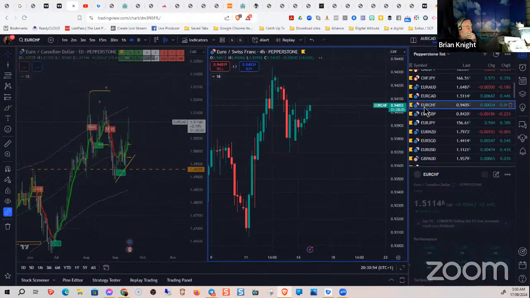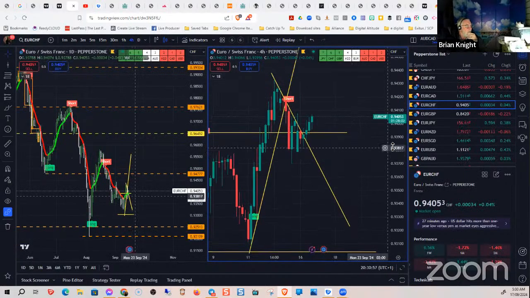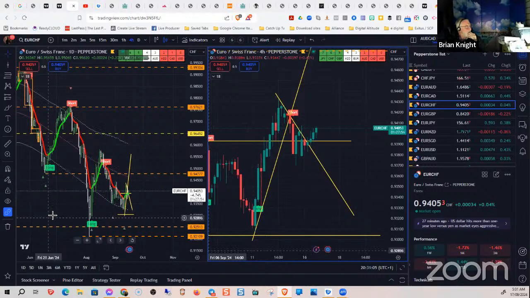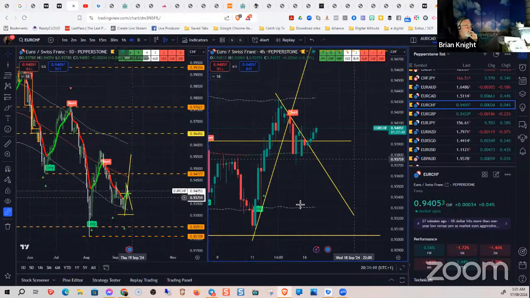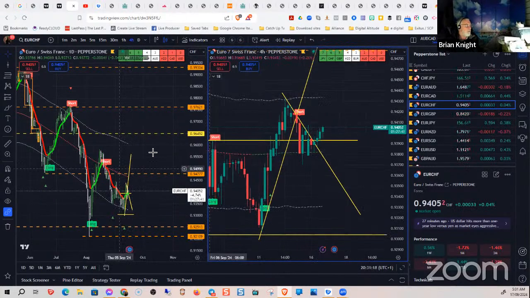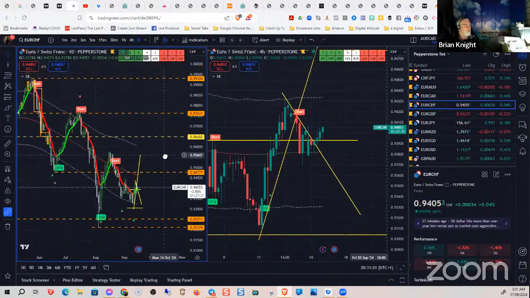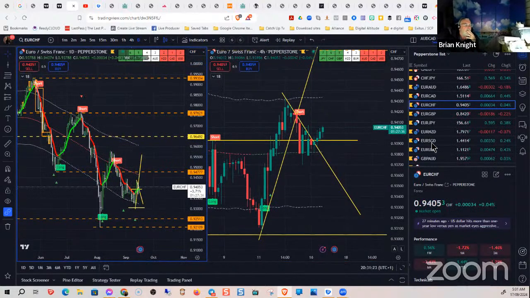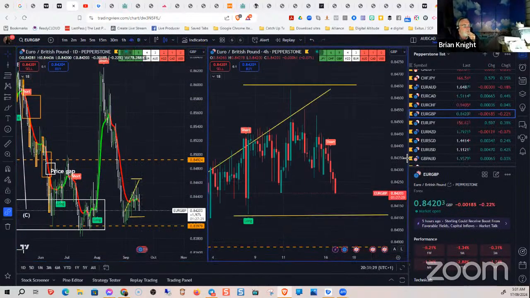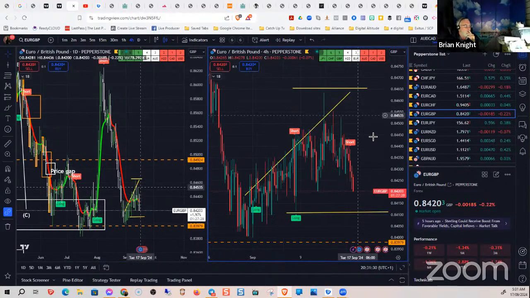Euro CHF. Gosh. Come on, daily. There's no long here yet. Yeah, that one's too difficult at the moment anyway. Euro GBP. Rubbish, look at that. That's consolidating for sure.